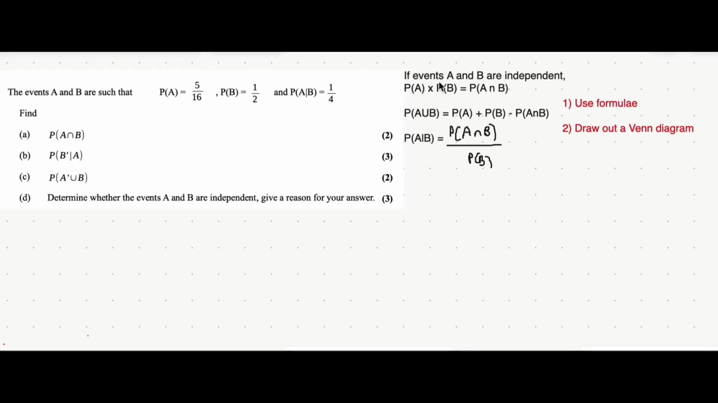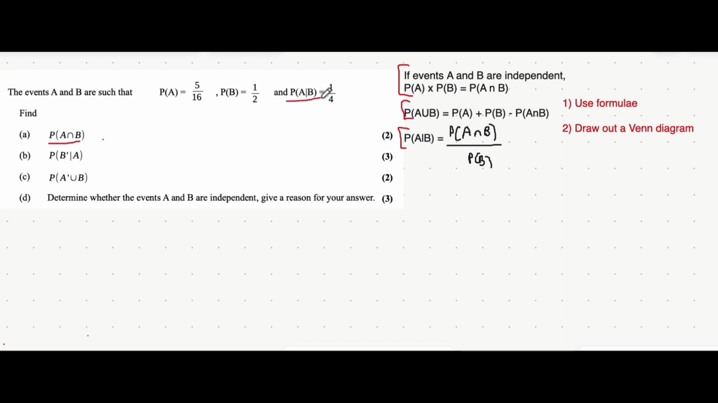In this question, we're going to have a look at how these three rules in year 2 probability can be used along with drawing out Venn diagrams to help do parts A, B, C, and D of this question. So it's given us the probability of A, B, and A given B. It's asked for the probability of A intersect B.